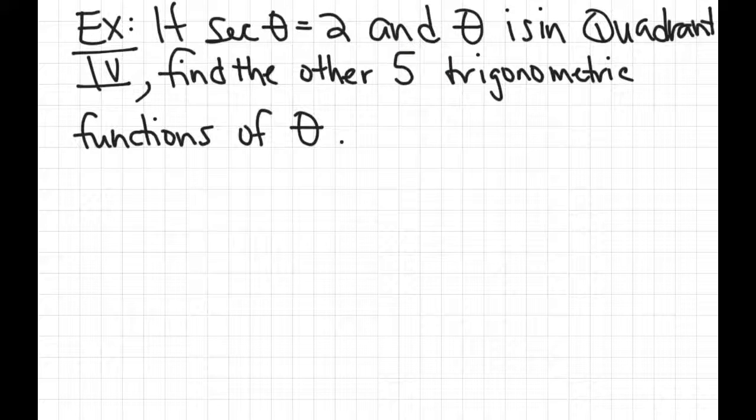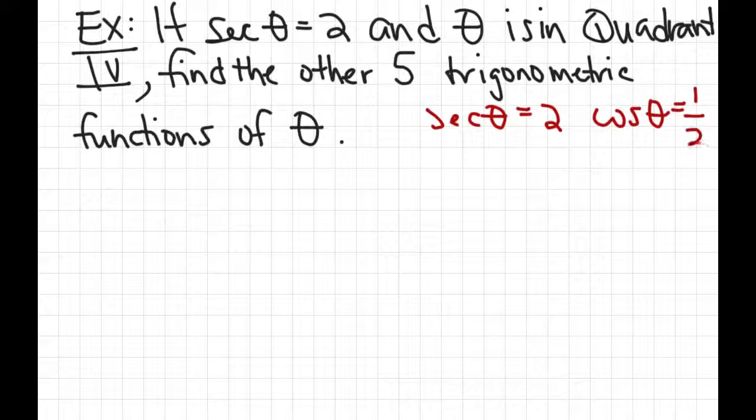If the secant of theta is 2, and theta is in quadrant 4, find the other 5 trigonometric functions of theta. Well, if you know the secant is 2, its reciprocal is cosine, so the cosine must be 1/2. It's the other 4 that I'm going to need to find.